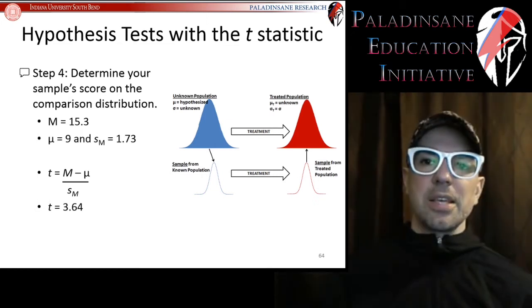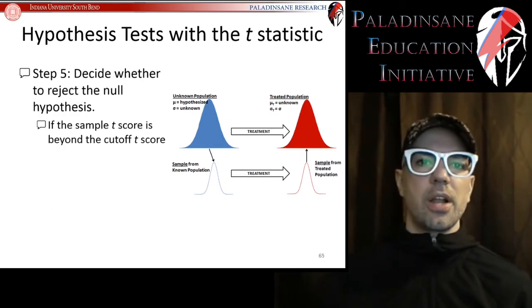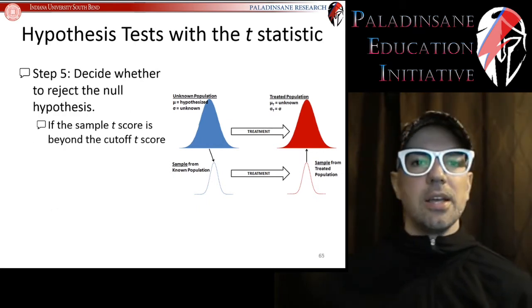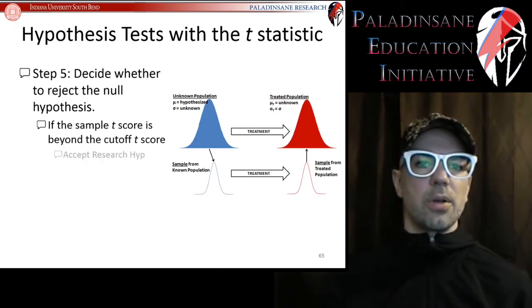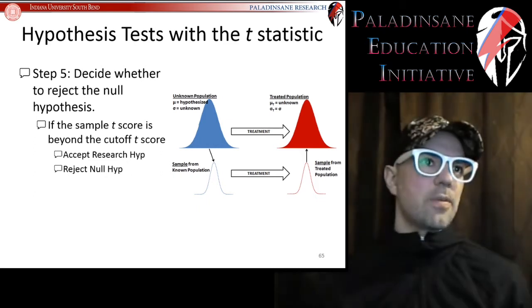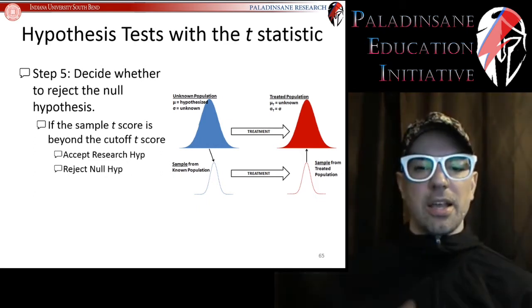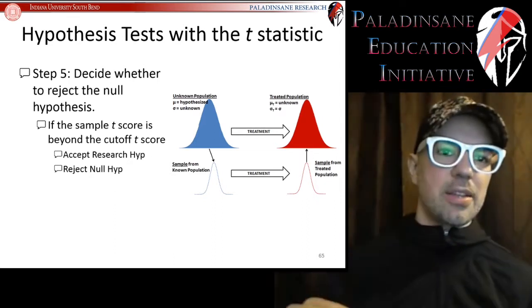And now the last thing we need to do is step 5 and decide whether or not to reject the null hypothesis. If the sample t-score is beyond the cutoff t-score, we're going to accept the research hypothesis and reject the null hypothesis. And for this, just because I don't have the ability here to do this live with a whiteboard, make sure that you're drawing this out.